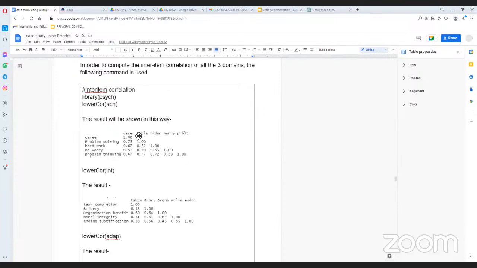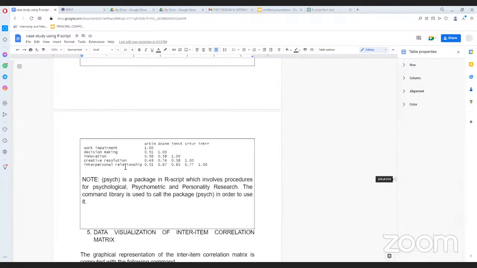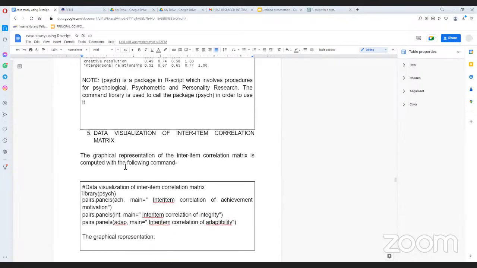Lower.cor means lower side correlation coefficient. So this is the diagonal line. And if you write upper.cor, then it will be here. Since it is lower.cor, it goes below. So similarly, other variables are like this. Now next question, next one.